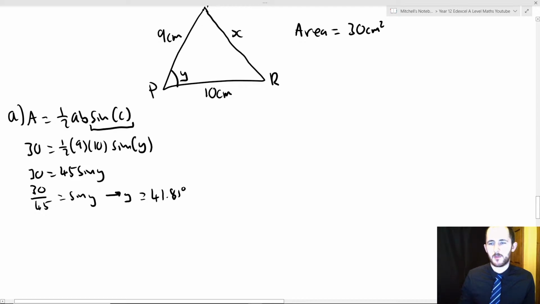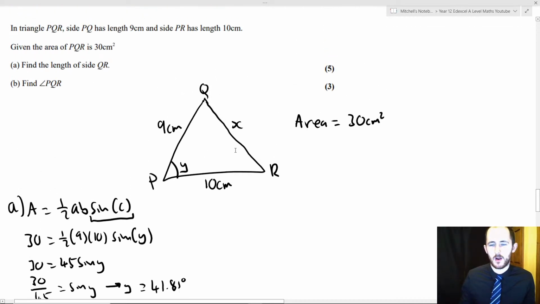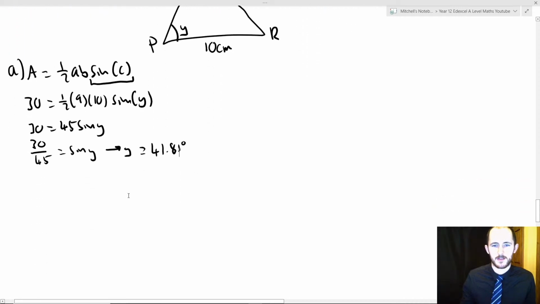Okay, now does that bring me closer to working out the length of side QR? Well, I have an angle now and 2 sides, which means I can use the cosine rule to work out the last side.